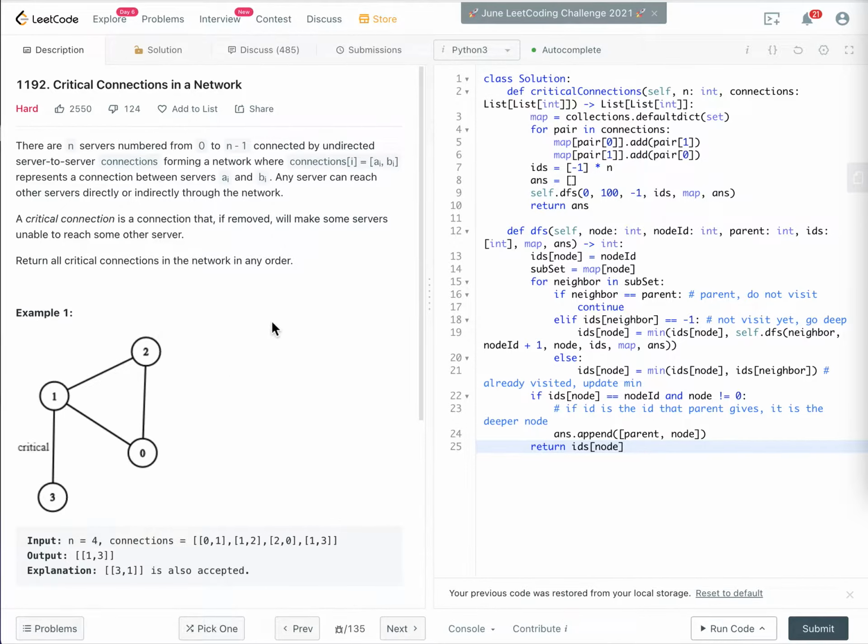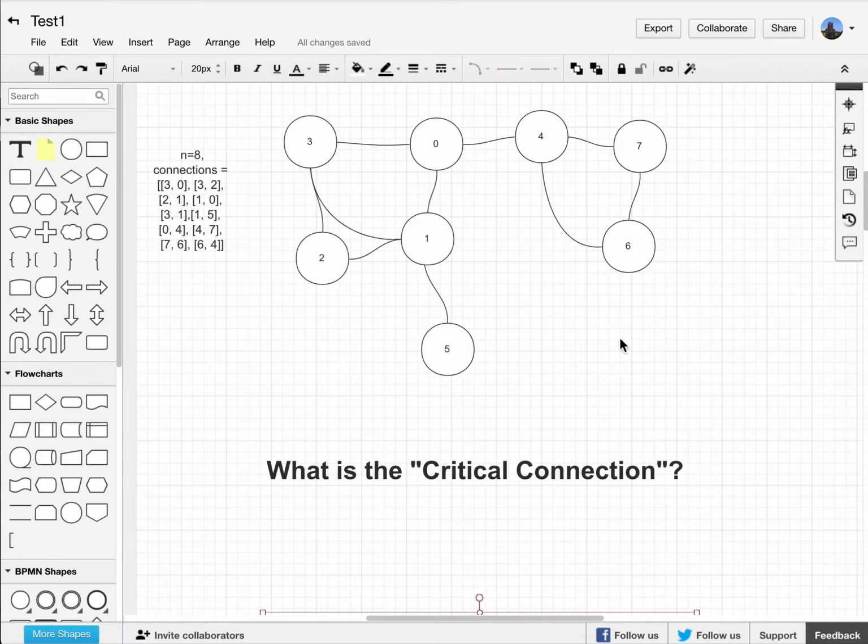So yeah, this is a question about the graph, so it's better to use some graphs to try to understand how to solve this problem. All right, let's use some graphs to show the solution and just translate our thoughts into a programming language. So in this graph, there are 8 nodes and 10 connections. Nodes from 0 to 7, and 10 connections is this one, right? 10 connections. So what is the critical connection?